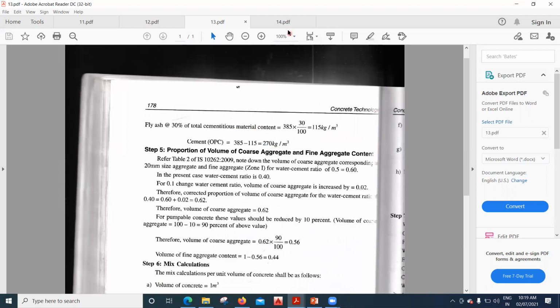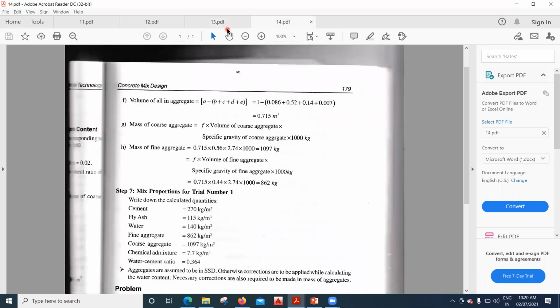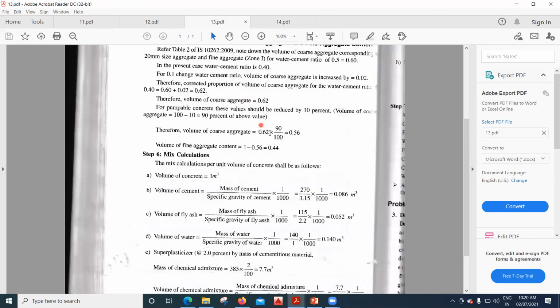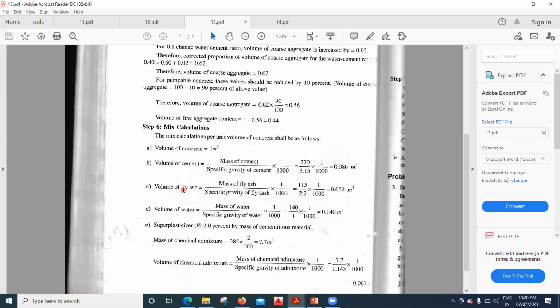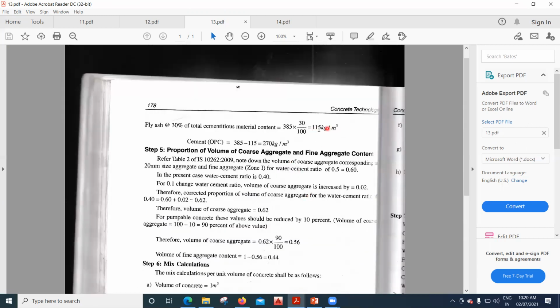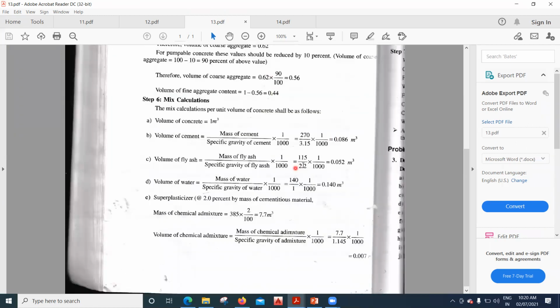It is written 270 here. For volume of fly ash, the volume of fly ash is equal to mass of fly ash divided by specific gravity of fly ash into 1 divided by 1000. Fly ash, how much did we get? 115. We got fly ash as 115. Again, you have to do the specific gravity test on the fly ash in the lab, and from there you get this value as 2.2 into 1 divided by 1000, which comes out to be 0.052.